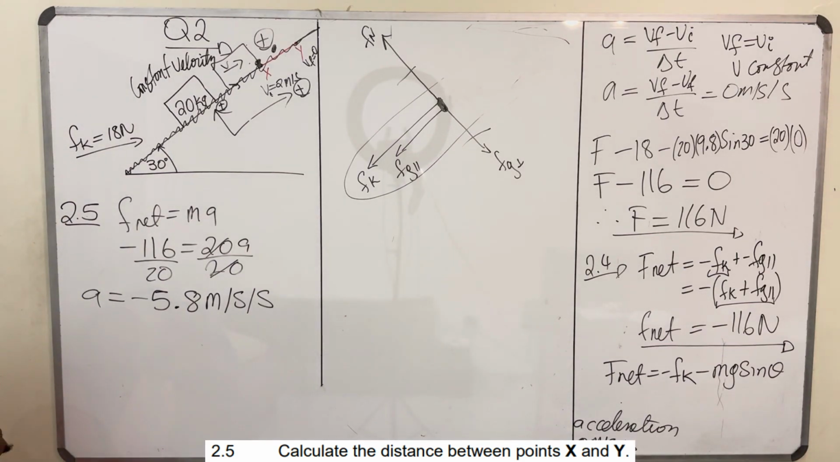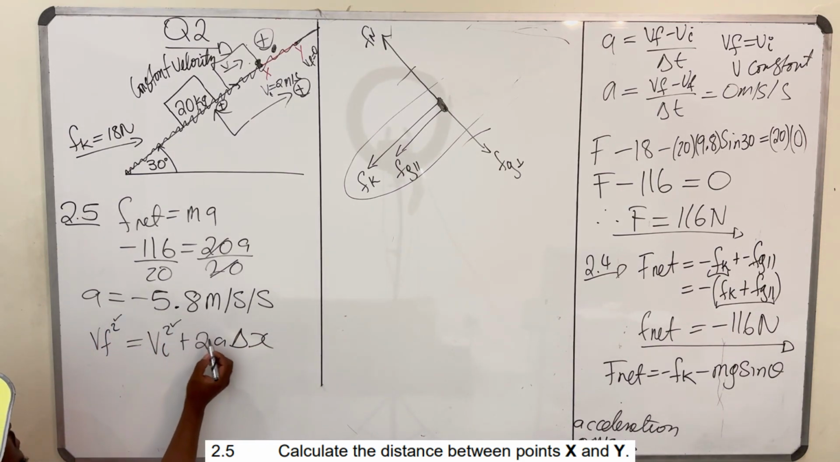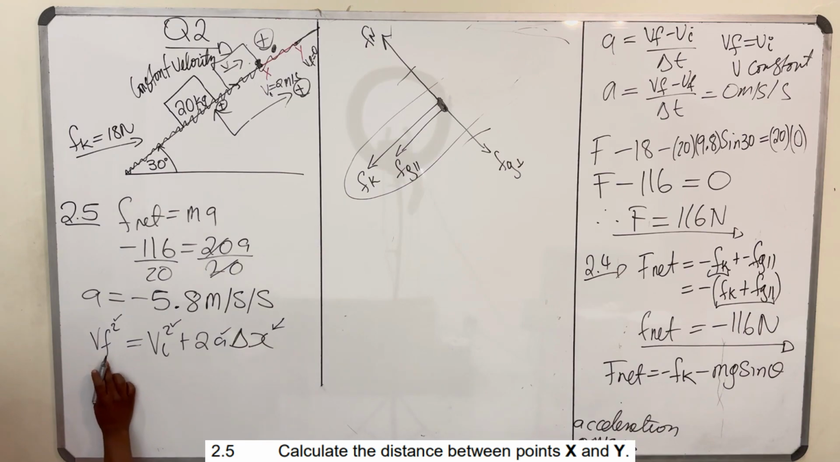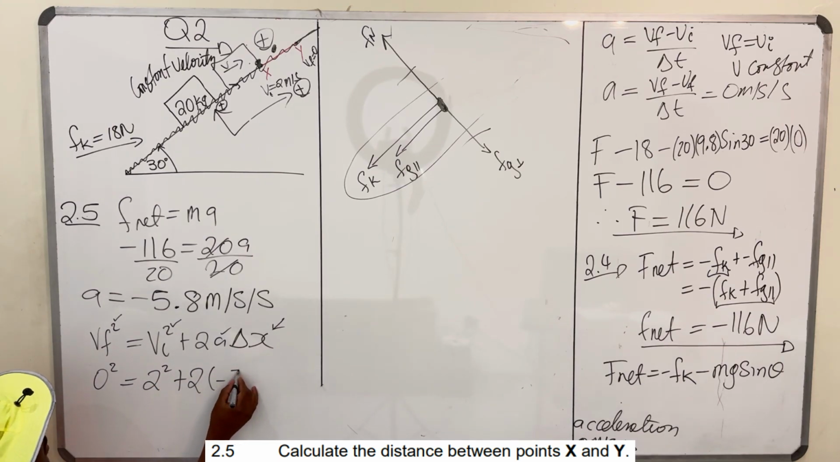So we say now Vf squared is equal to Vi squared plus 2a delta x. This is the equation of motion. You have the final velocity, the initial velocity, and the acceleration. You need the displacement, right? So what is your final velocity? It is 0 squared. What is your initial velocity? It was 2 meters per second, squared, plus 2 times negative 5.8 times delta x. So you solve for this.